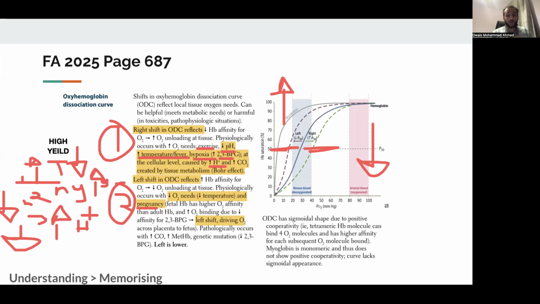Pathology caused with increased amount of CO, increased amount of hemoglobin, genetic mutations, and decrease. Oops, sorry. To phosphorylation, left is going to be lower.